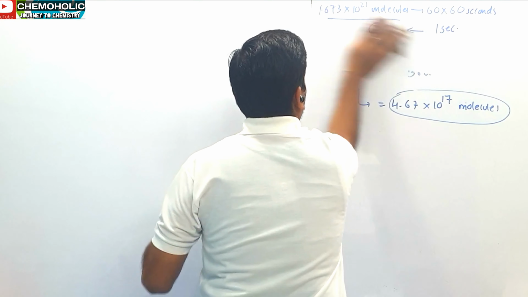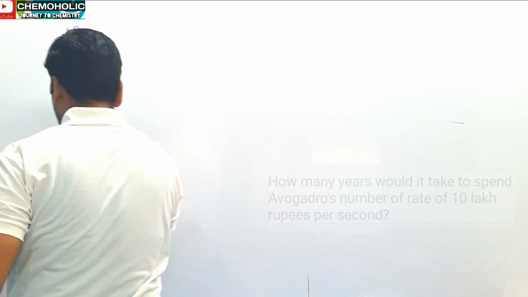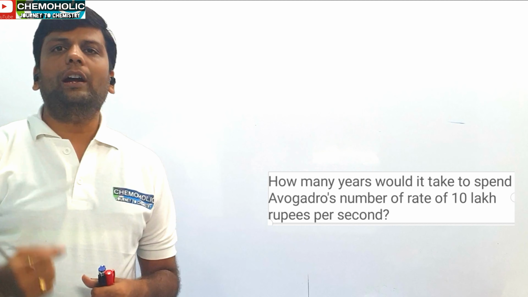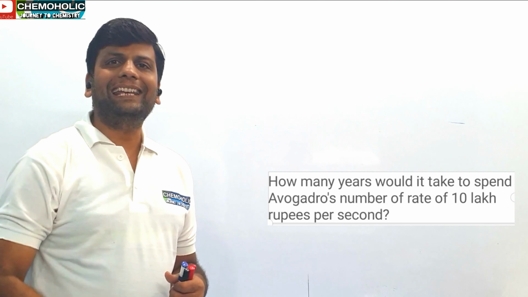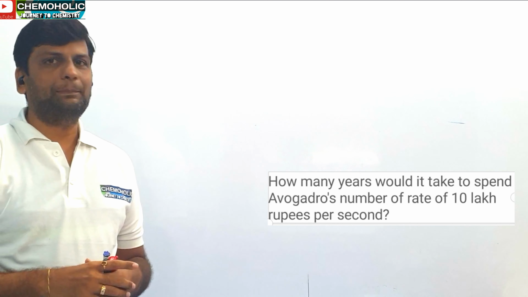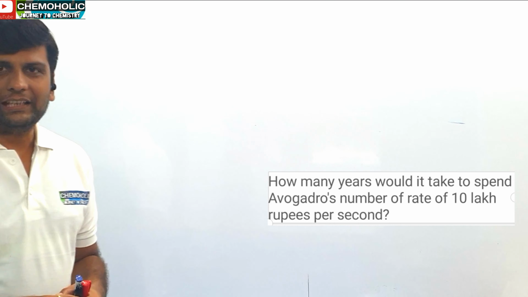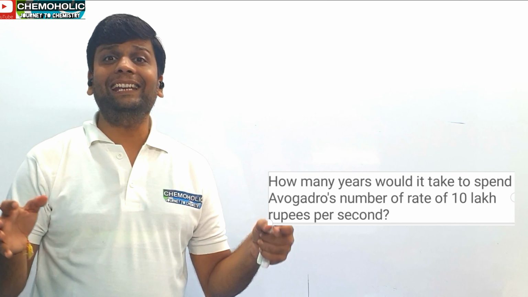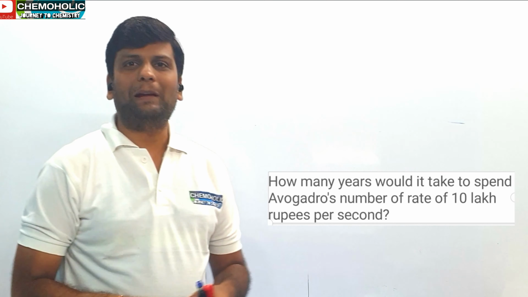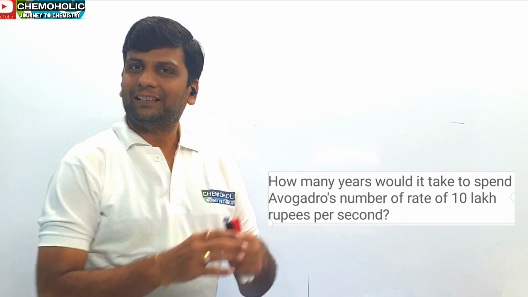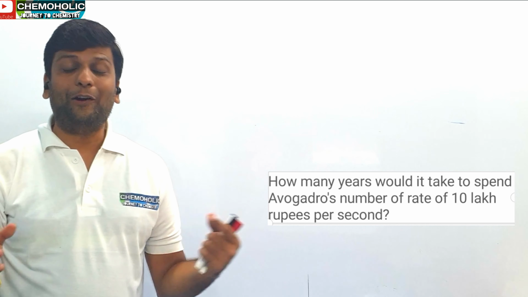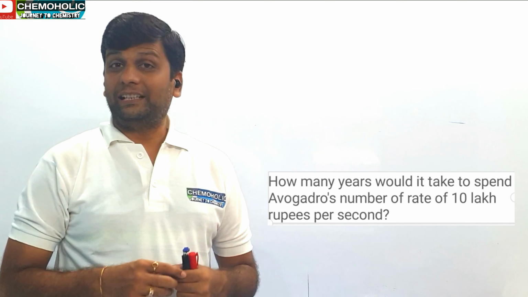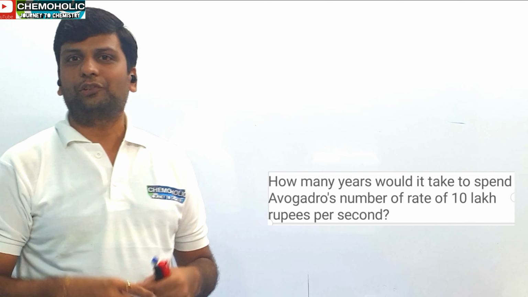You can see the second question of this part on the screen. How many years would it take to spend an Avogadro number of rupees at the rate of 10 lakh per second? Now, it's very necessary to understand this question. First of all, it is said that in 1 second, you can spend 10 lakh rupees. If I want to spend a number of rupees equal to Avogadro number, then what time would it take? Wow, Avogadro number of rupees, right? This is too much of an amount. So I need to find the years it takes to spend the number of rupees equal to Avogadro number.